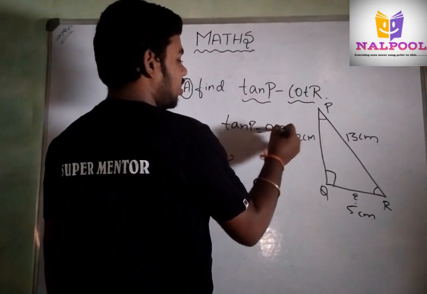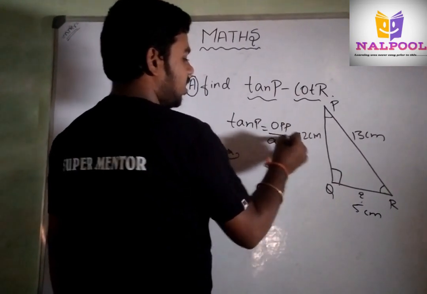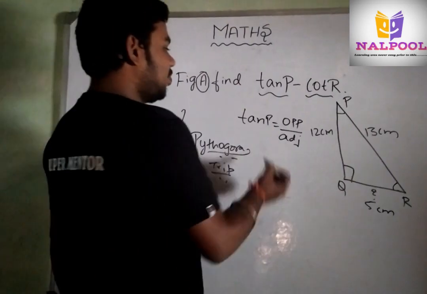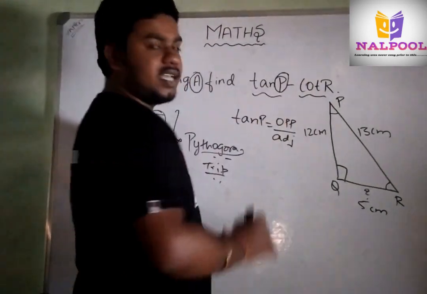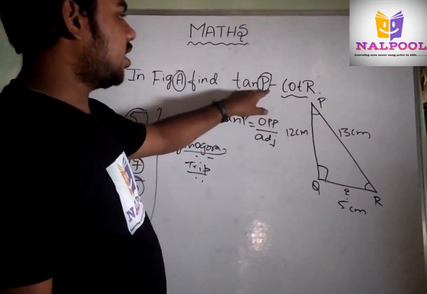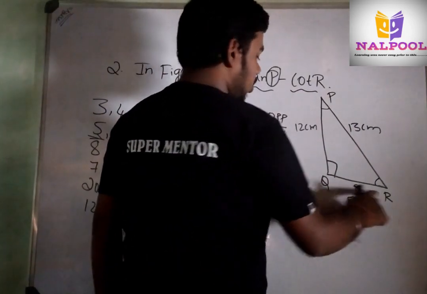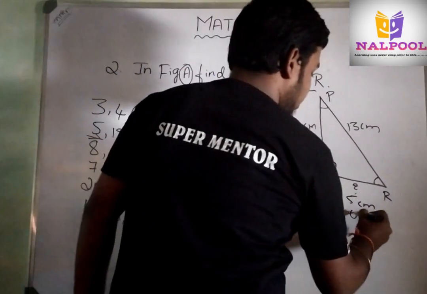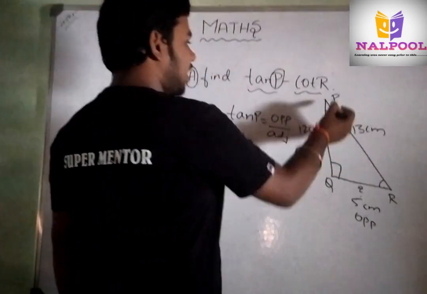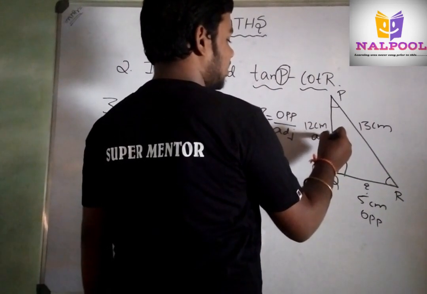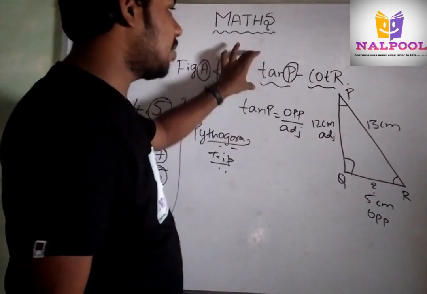Opposite by adjacent side. Here the question is, which one is opposite, which one is adjacent? Simply look at the angle where theta is defined. Here theta is defined in P. Therefore opposite to P, which one? QR. QR is the opposite side. And adjacent to P is PQ. Therefore this one is the adjacent side. This is for tan P only.